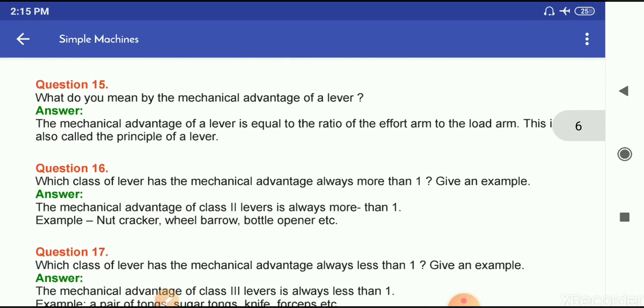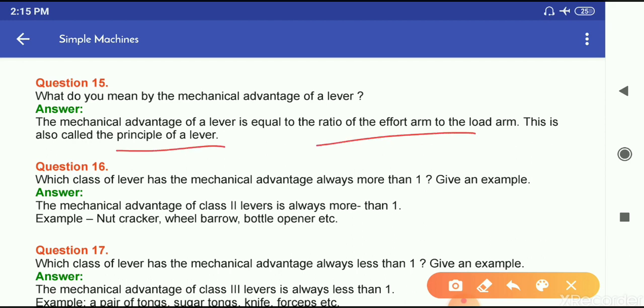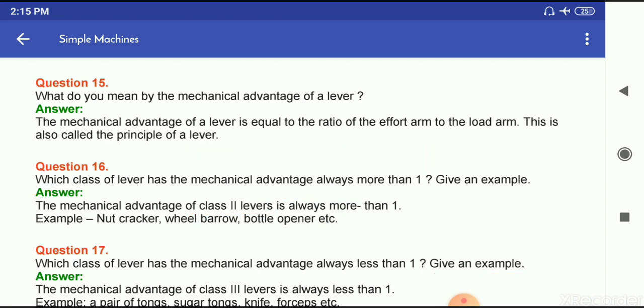Now question number 15, what do you mean by the term mechanical advantage of a lever? The mechanical advantage of a lever is equal to the ratio of the effort arm to the load arm. This is called the principle of lever. Which class of lever has mechanical advantage always more than one? Give an example. So the mechanical advantage of class 2 lever is always more than one. Example, nutcracker, wheelbarrow, bottle opener, etc.